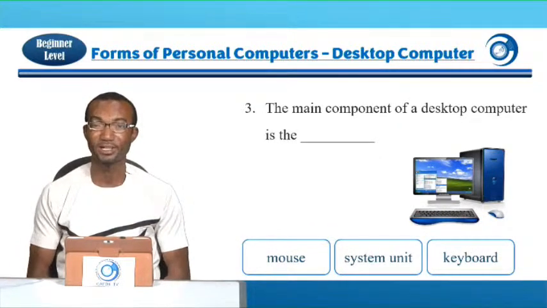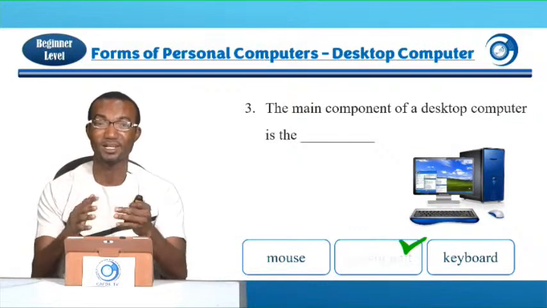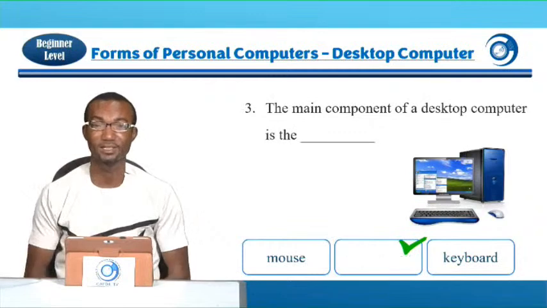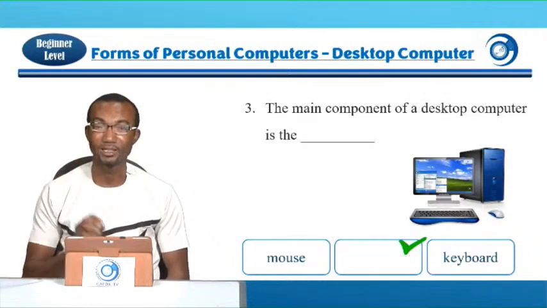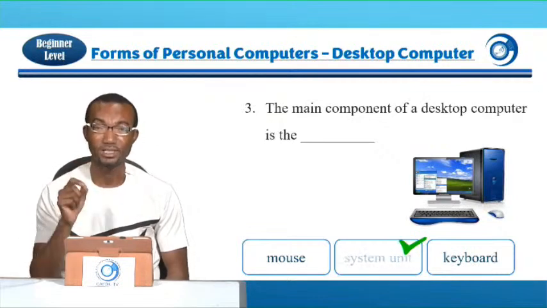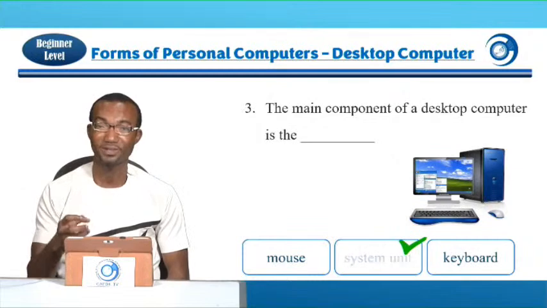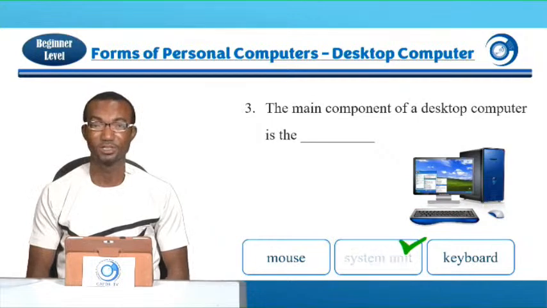Three, the main component of a desktop computer is the what? You have mouse, you have system unit, you have keyboard. Great, the answer is system unit. Assuming a slightly used desktop computer costs 700 CDs, you can buy only the system unit at 500 CDs, and with the 200 you can buy the mouse, the keyboard, and the monitor. So the system unit is the main component, and the most powerful part of a desktop computer.